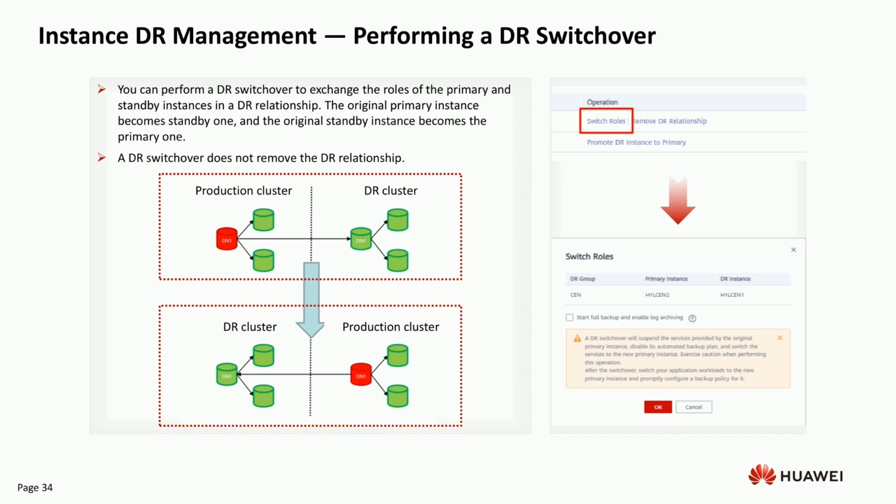The original primary instance becomes standby, and the original standby instance becomes the primary one. The new primary instance will function as the service access point. A DR switchover does not remove the relationship. After the switchover, a full backup is automatically performed on the original DR instance.